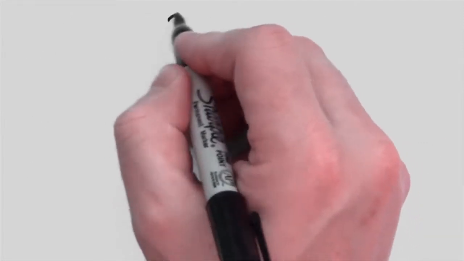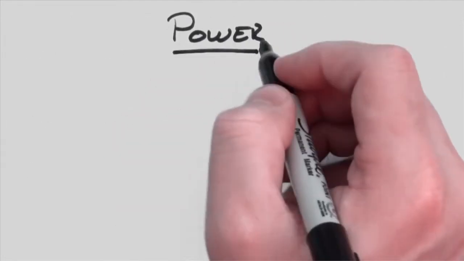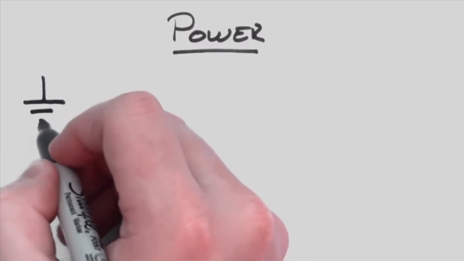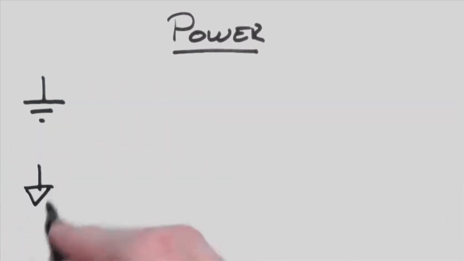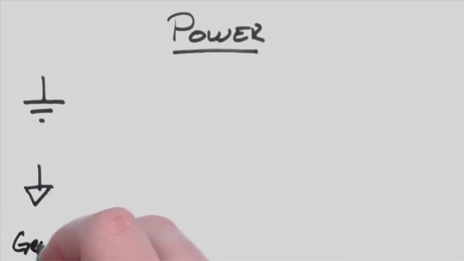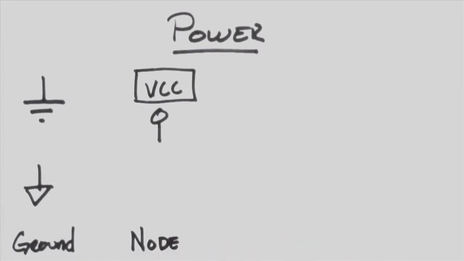Every circuit has to have some kind of power, so why don't we start there? The first symbol we'll look at is ground. There's really two common ways to draw it, either as a rake or as a triangle. These both mean ground. A circle and the name of the node is a common way to draw power nodes. Here we're shown VCC, or you could have just put the voltage there instead.